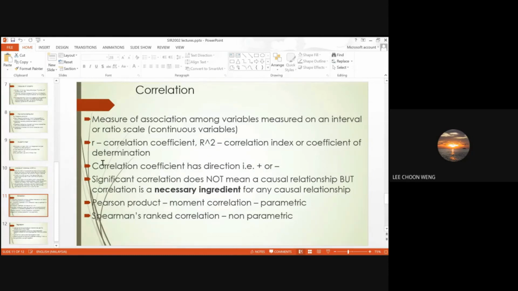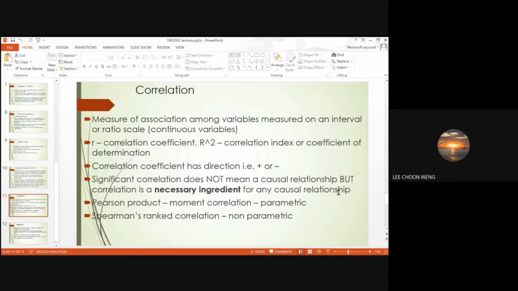The correlation coefficient has direction, whether positive or negative. Positive means it's going up, the slope. Negative means it's going down. Significant correlation means there is a relationship. However, you do not know whether it's causative, whether one data is affecting the other. Although significant correlation does not mean causal relationship, correlation is a necessary ingredient for any causal relationship.